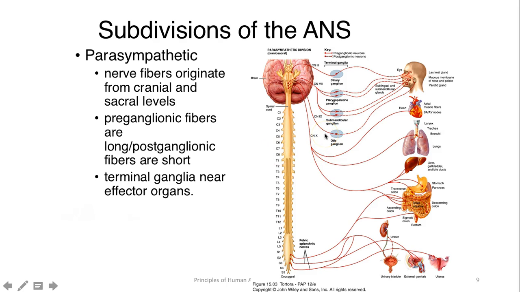Again, you don't worry about this. It's not like I'm going to have you label an image or anything like that for a lecture. Just understand the basic setup. Parasympathetic is going to be up in the cranial and sacral areas. The sympathetic was down here in the thoracic to lumbar areas. In the parasympathetic, these preganglionic fibers are long, postganglionic fibers are short, and it's just the opposite in the sympathetic nervous system.